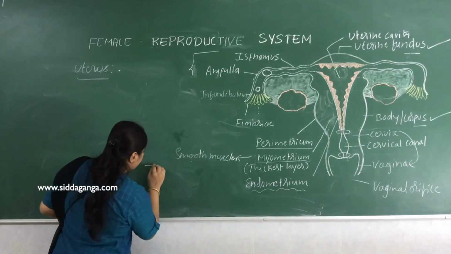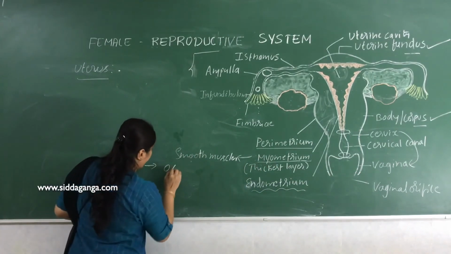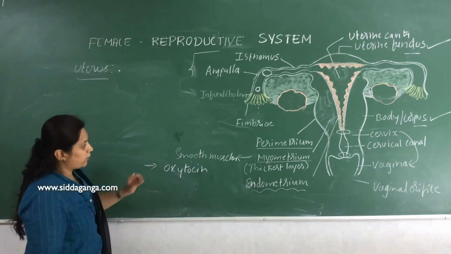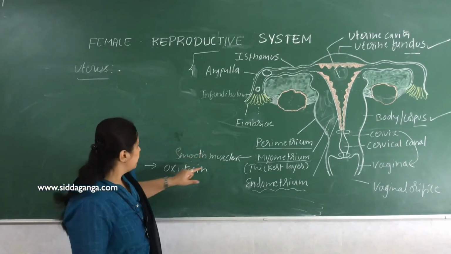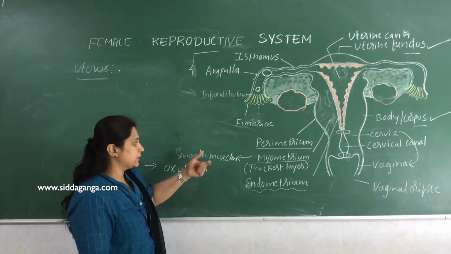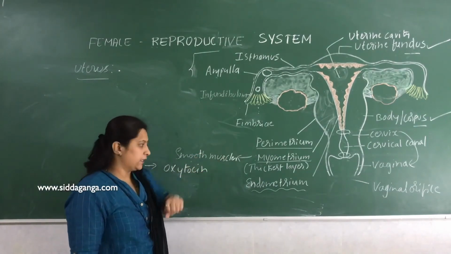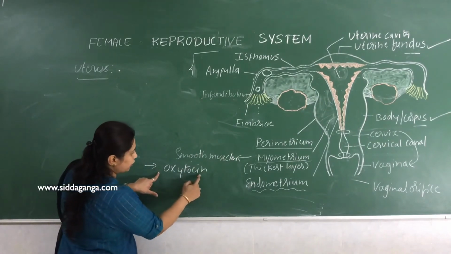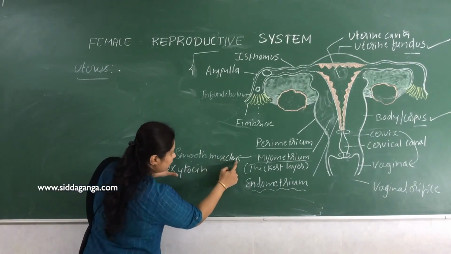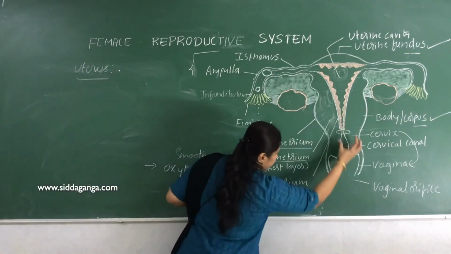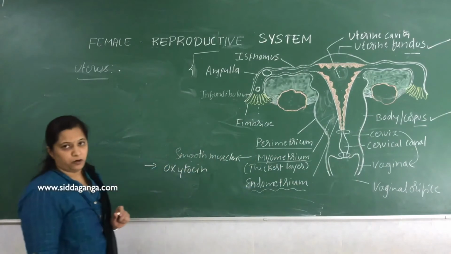This contraction of smooth muscles is brought about by the hormone oxytocin. Which is the hormone responsible for the contraction of smooth muscles? Oxytocin is the hormone which is released during that time. We will discuss this process in our later classes. The release of oxytocin causes the smooth muscles to contract, and that vigorous contraction helps in expelling the baby out of the mother's womb.